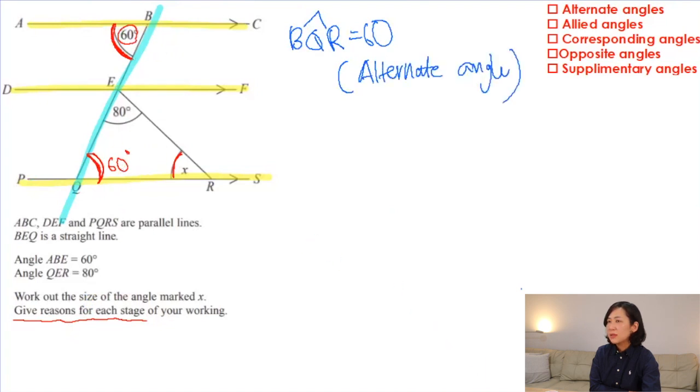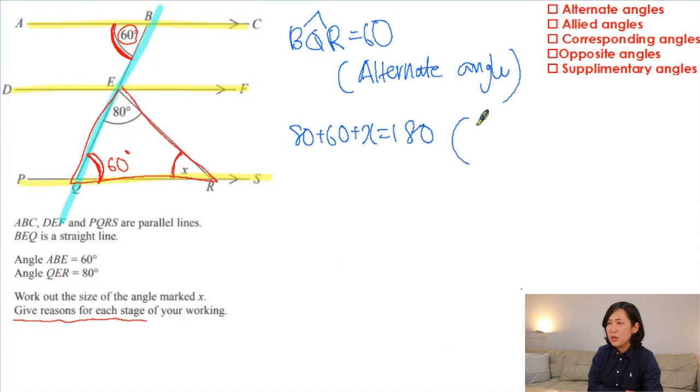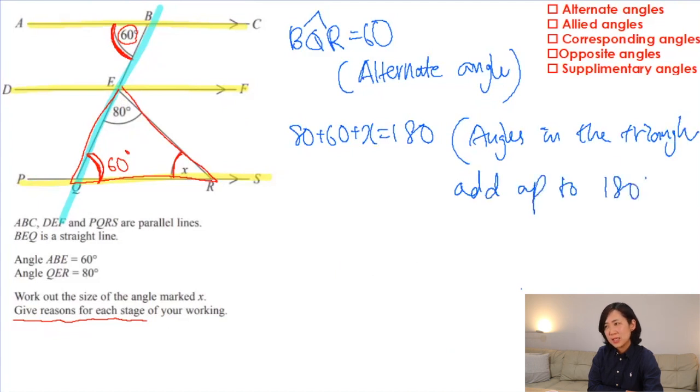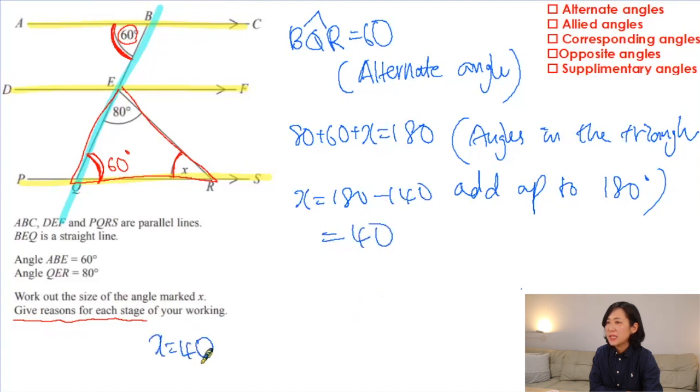Now, can you also notice the triangle? Angle and shape spotting is very important, to have a wide perspective, okay? Then I can see the triangle: the interior angles of the triangle add up to 180. So let's give a reason as well. You can simply write angles in a triangle add up to 180. So x equals 180 take away 140, so x equals 40. Then double check your reasons. We gave all the reasons for each stage, right?